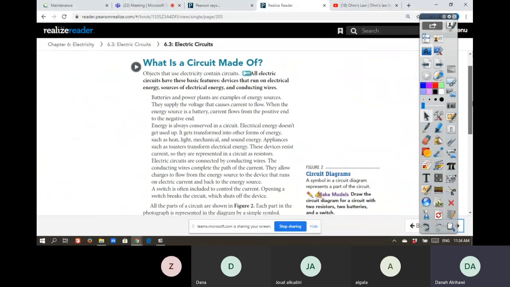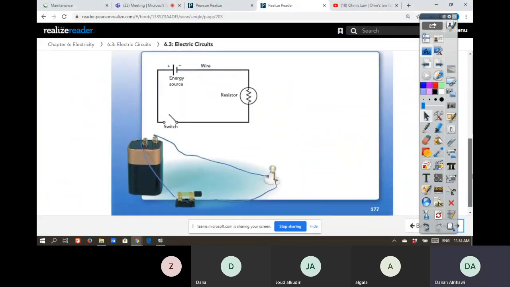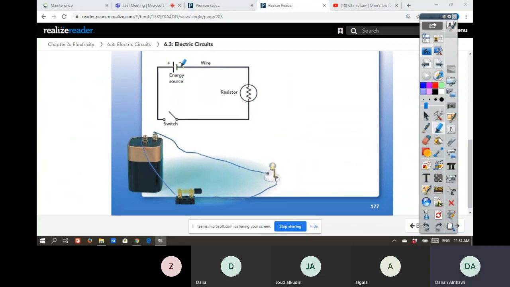The circuit is made of important things. This is the circuit. We draw it as a line. This line is the wires, the conductors. We draw an energy source as a battery. The long one is positive and the short one is negative. This is negative and this is positive, the source of energy. And we have a switch that lets the electric charge flow or stop. Switch.